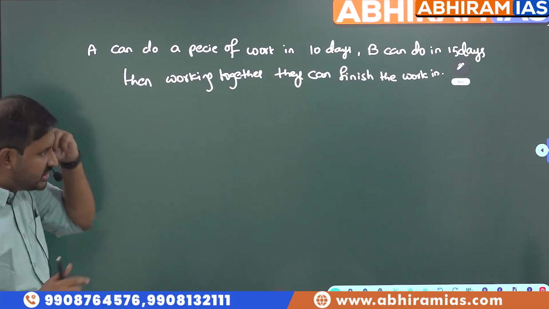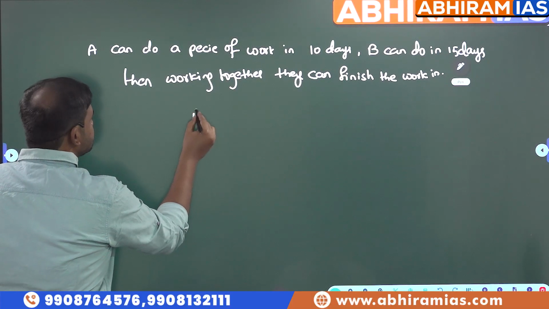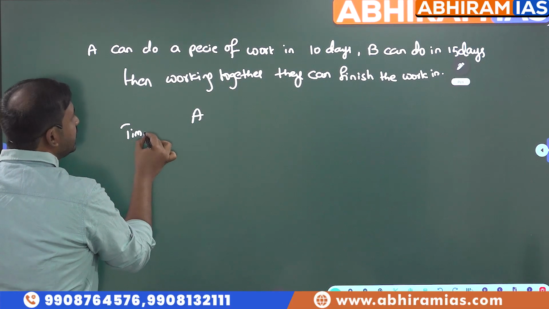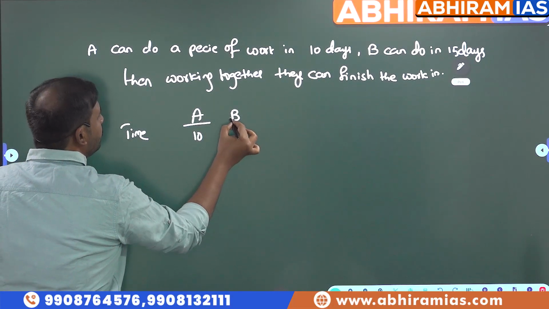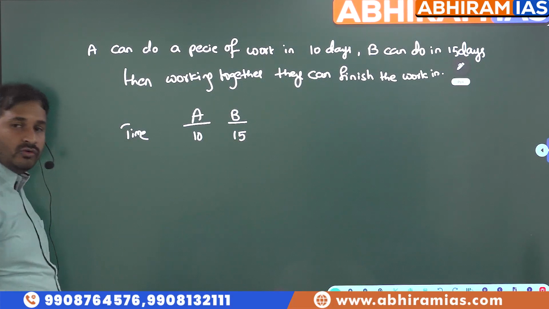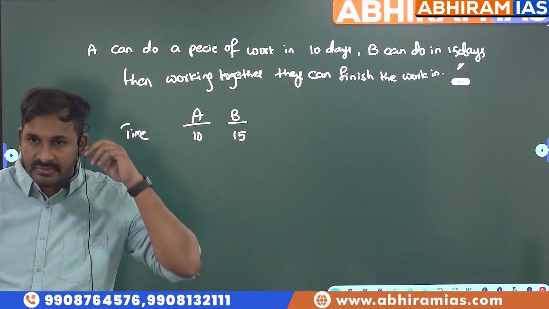This is the first thing. Now see here students, A can do it in how many days? Time taken by A is 10 days. B can do it in how many days? 15 days. Now total work is a constant, right?